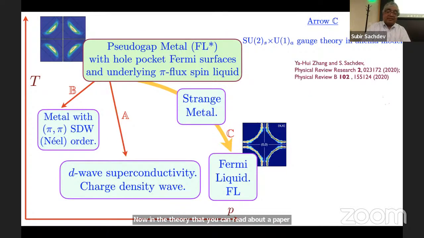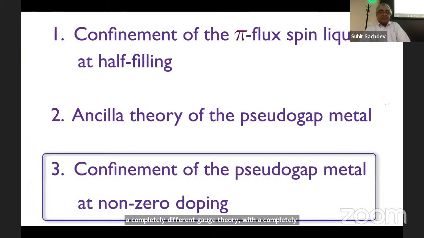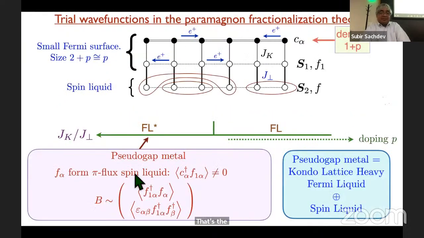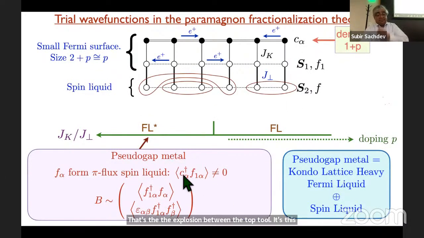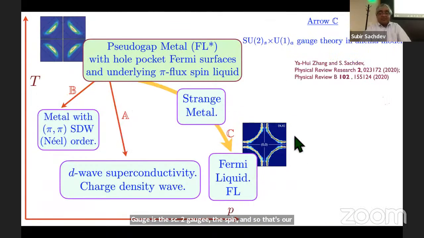And finally, there's, of course, the strange metal. That I have not talked about at all; I just referred to it very briefly. That has to do with a completely different gauge theory with a completely different Higgs boson. That's the Higgs boson between the first layer and the second layer, the top two layers. That gives you some rather exotic theory. Again, it's an SU2 gauge theory, but it's a different SU2 gauge field, associated with where you gauge the spin. So that's our best bet on what's going on along arrow C.